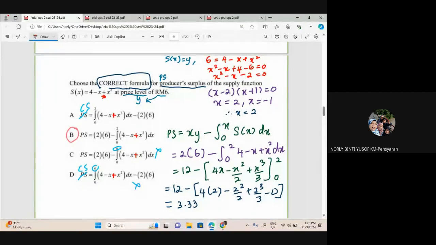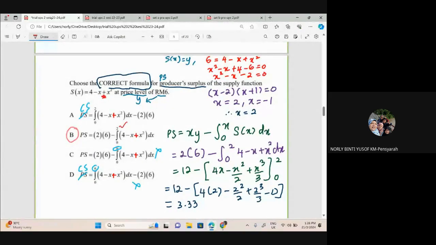Tapi dia punya working, kita tahu PS, XY tolak dengan integration for 0 to X supply function. Jadi A dengan C dengan D tu salah lah. So tinggal B dengan C. Cuma you nak tahu betul ke tidak, you kena cari dulu you punya X based on the value price level tu adalah 6. So masukkan dalam supply function. Selesaikan. And then you can get 2 tu you terus masukkan. So ini yang betul. Ini 6 salah lah.